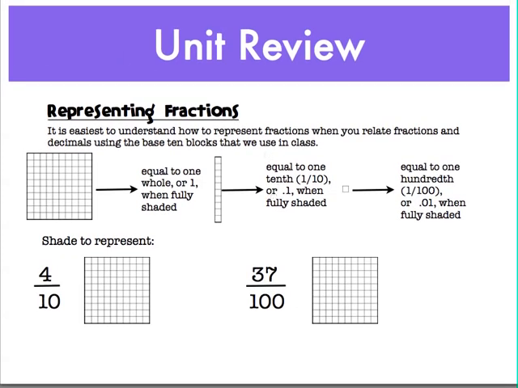So, parents, if you will, go to the first part, or children, if you will, you'll see it says representing fractions. How do we represent fractions? It says it is easiest to understand how to represent fractions when you relate fractions and decimals using the base 10 blocks that we use in class.